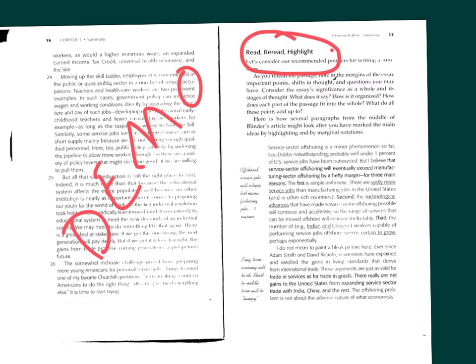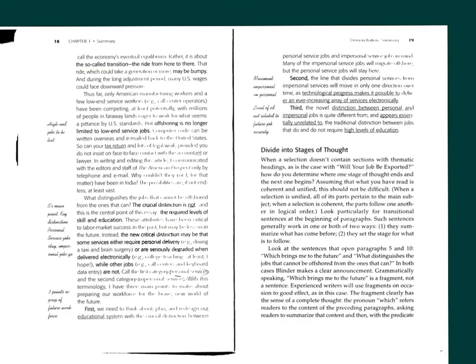So their advice here is read, reread, highlight, kind of dig into the article, go back to the original text box and see what they mean by that. I'll probably give you another screencast about this, applying it to the Barbara Ehrenreich piece. Divided into stages of thought.